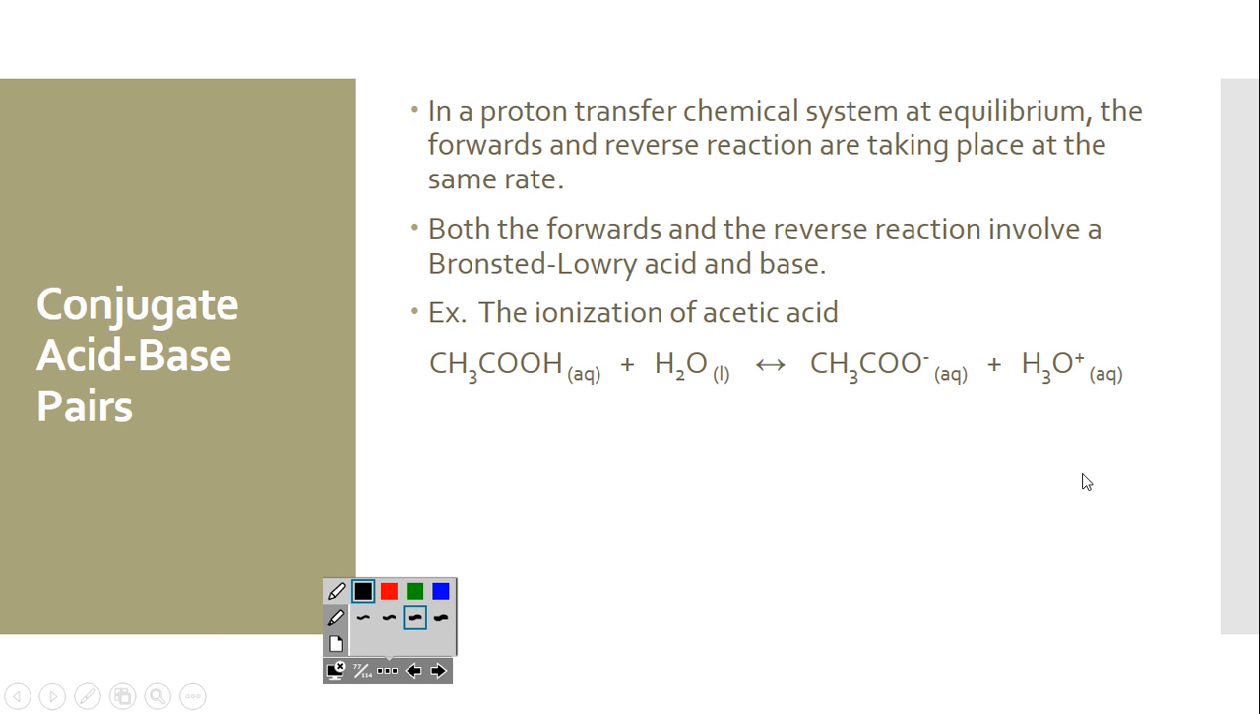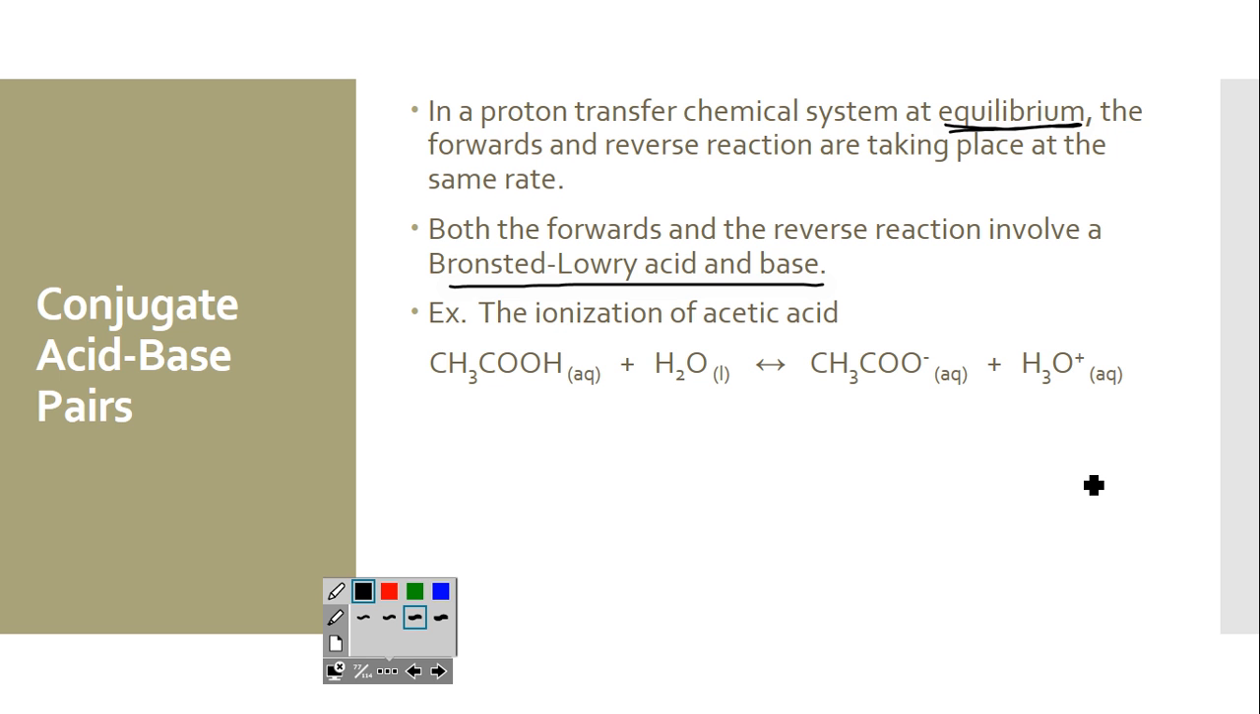Now, if we consider the fact that something is donating and something is accepting the proton, and then we think about equilibrium. At equilibrium, which is the focus of our unit, the forward and reverse reaction are both happening at the same rate. That means that there is a Bronsted-Lowry acid and base on both sides of the reaction. So what would be typical is to ask you to identify something called a conjugate acid and base pair.